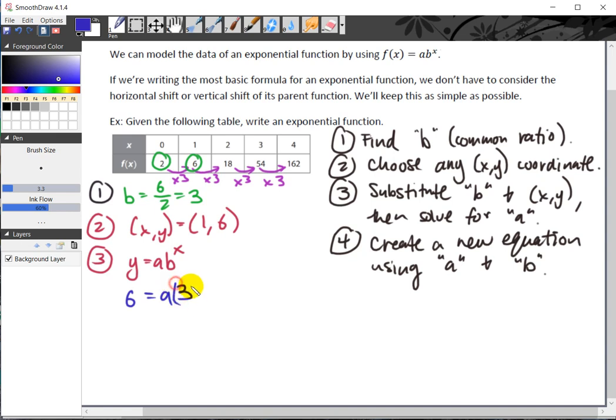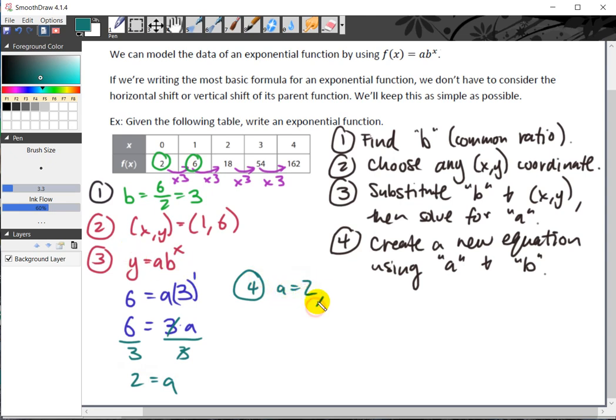So we're going to raise this to the first power. Well, 3 raised to the first power is going to be 3. So this is 6 equals 3 times a, right? Now we need to solve for a. So divide by 3, so this cancels, and then we get 6 divided by 3 is 2. So a is 2.